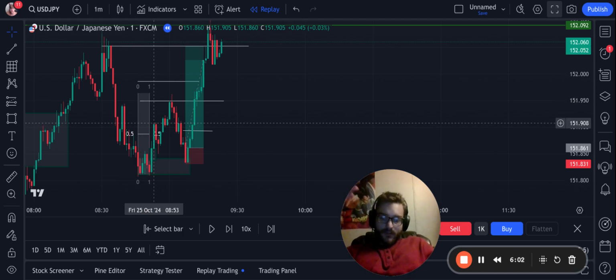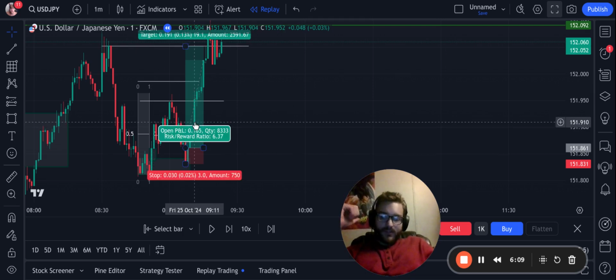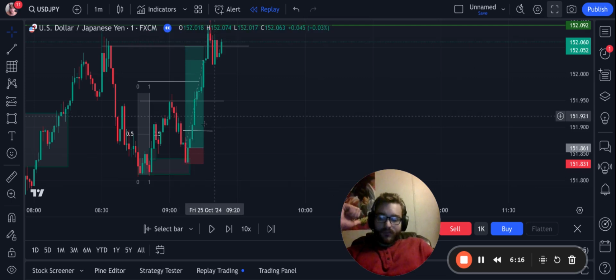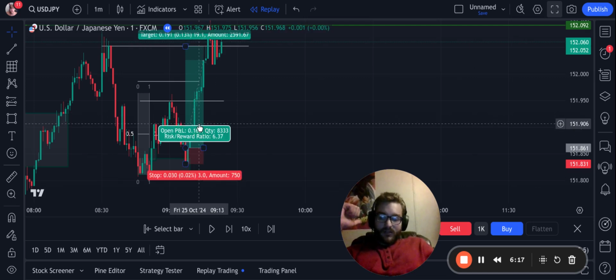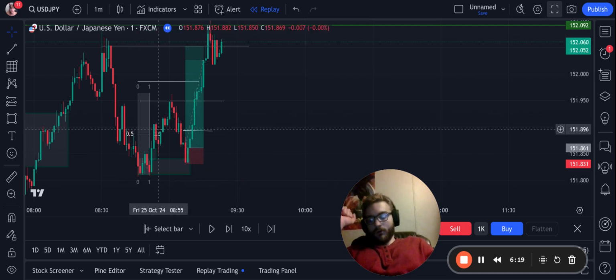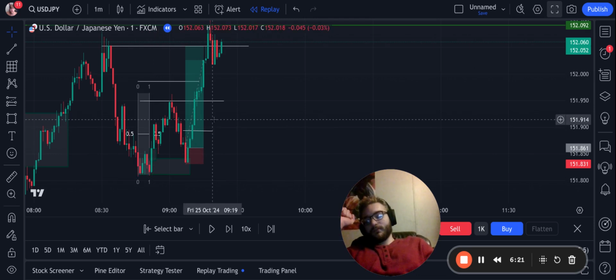So I risked $25. When I start back trading, I'm going to be risking $25 each. This is by far the highest RR trade that I've taken so far, and I think it's just insane. It's crazy. I've never taken a trade this good before.